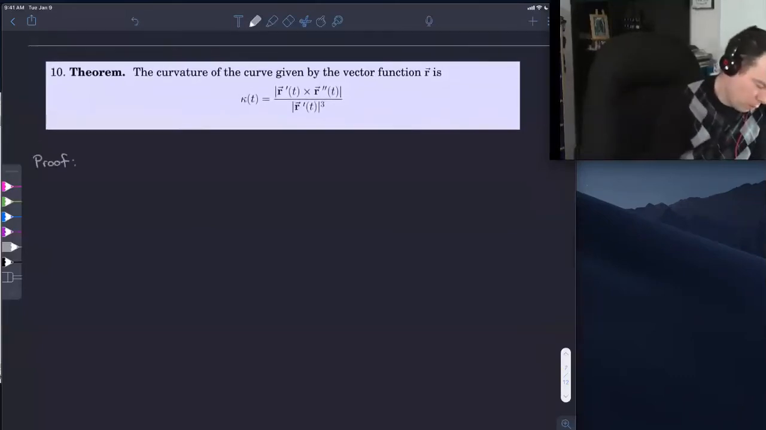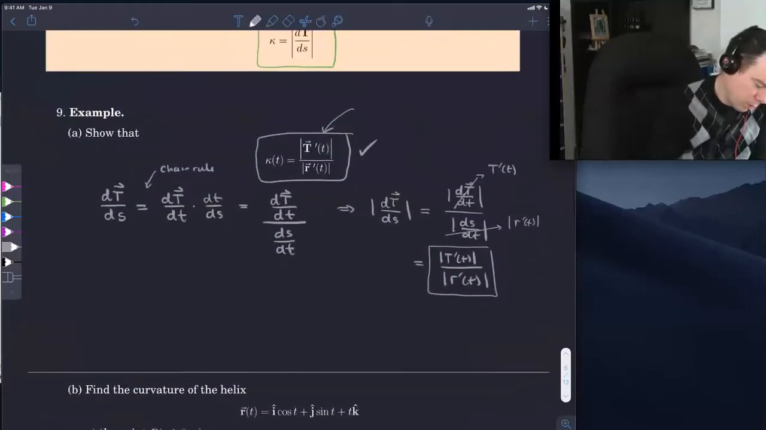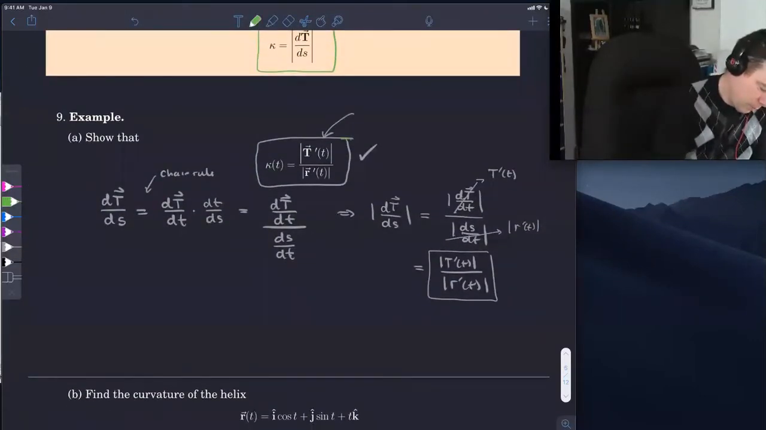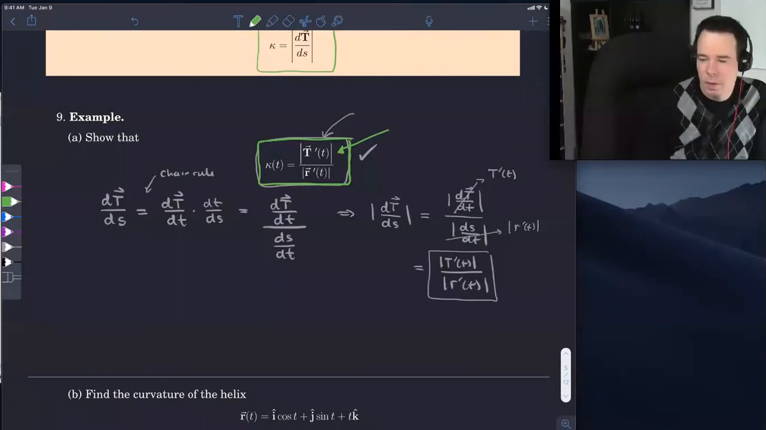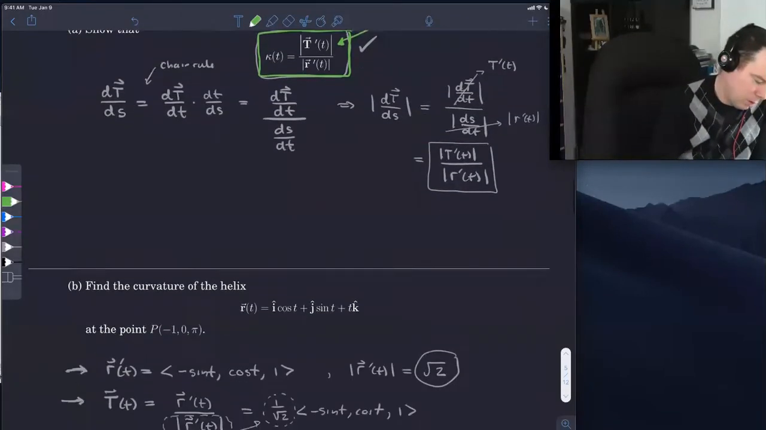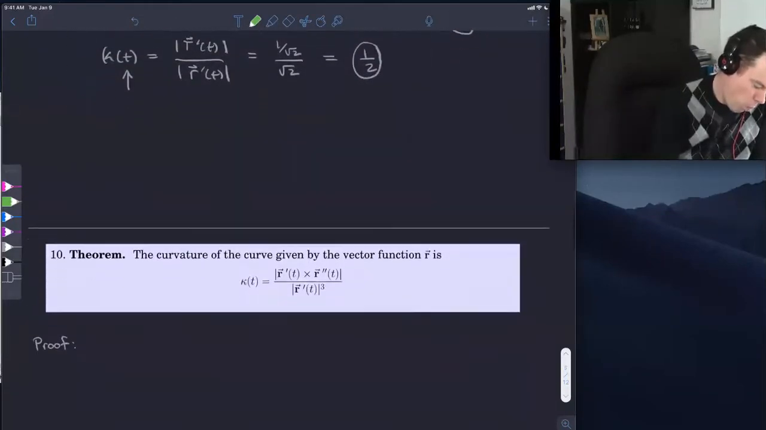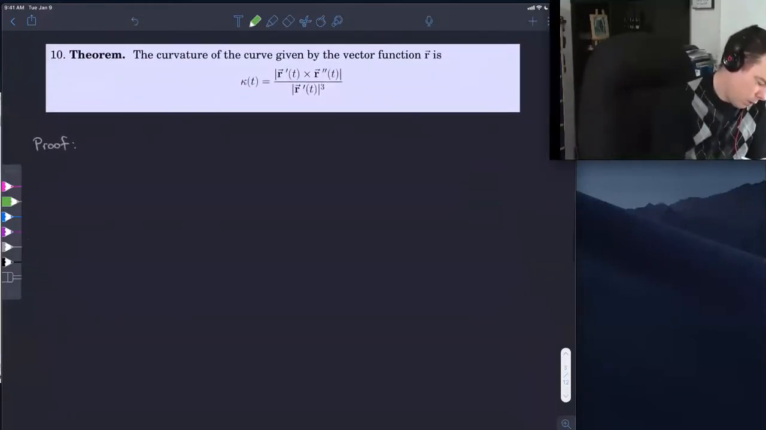The way we're going to prove it is I'll just scroll back up to this previous formula, this one here. What I'm going to do is work out an alternate expression for that top, T prime of t. If I can work out an expression for that top involving r prime and r double prime, then we will have reduced the dependence of the formula on T prime and instead re-expressed it to just depend on r prime and r double prime. So that's our goal, to find an alternate expression for T prime of t, the derivative of the unit tangent vector.